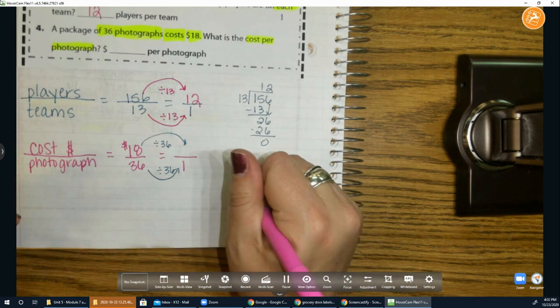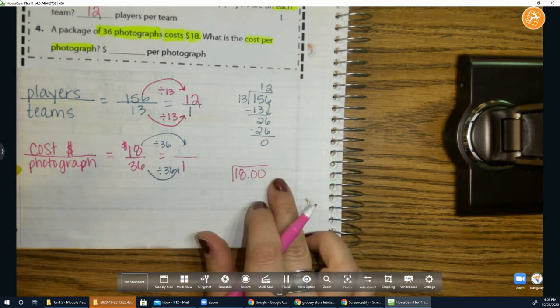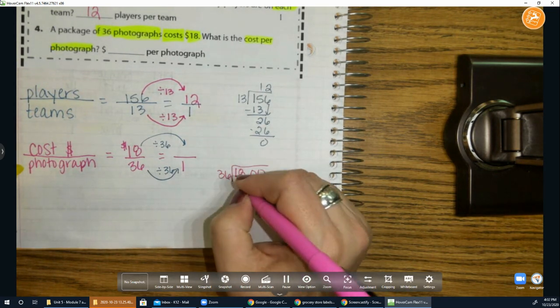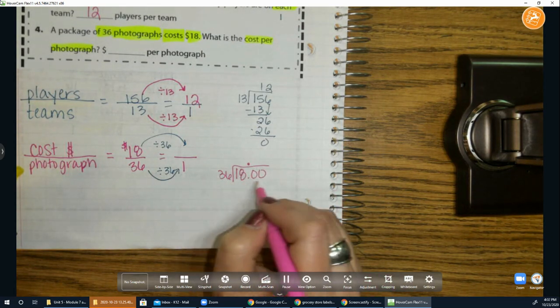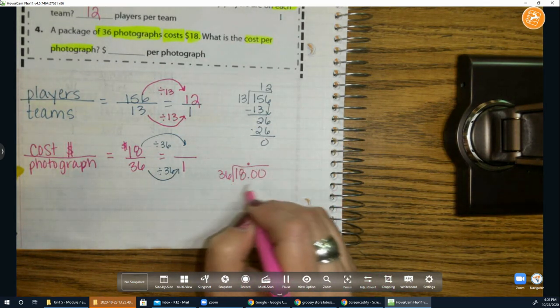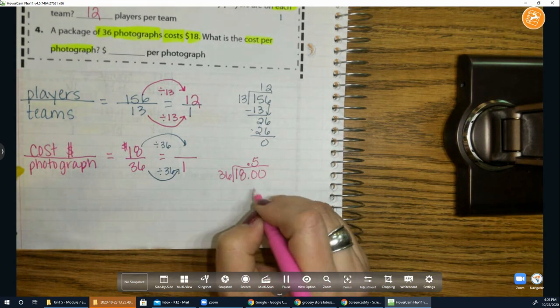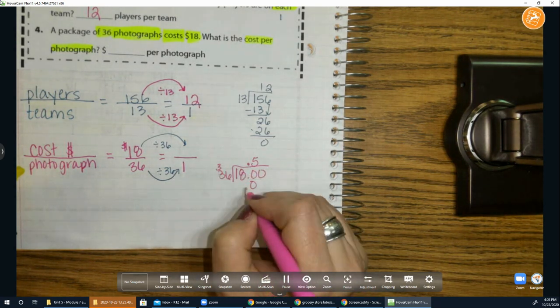So 18 will go on the inside. And do you see I put a decimal with 2 zeros, like $18.00, and 36 would be on the outside. So I need to bring that decimal up. Let's see, what would 36 times what gives me something close to 180? So that would be 5. 5 times 6 is 30. Carry a 3. 15, 16, 17, 18.